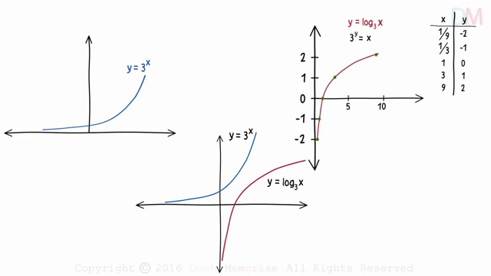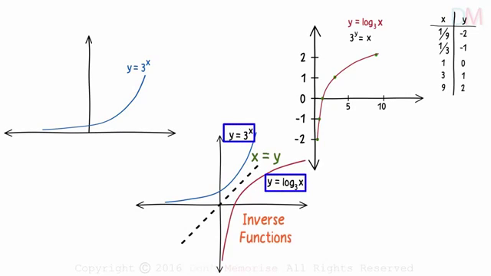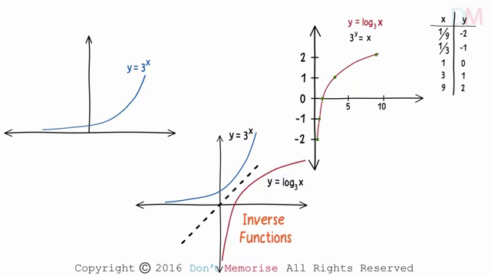Yes, they are symmetrical about this line. It's the x equals y line. And that's why they are inverse functions. They have an inverse relationship. Exponential and logarithmic functions with the same base are inverse of each other.